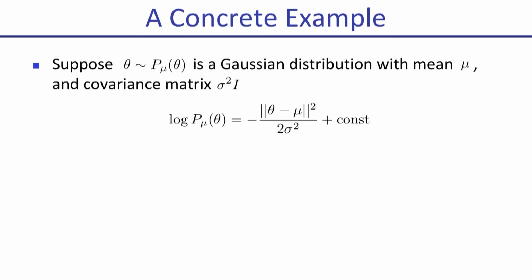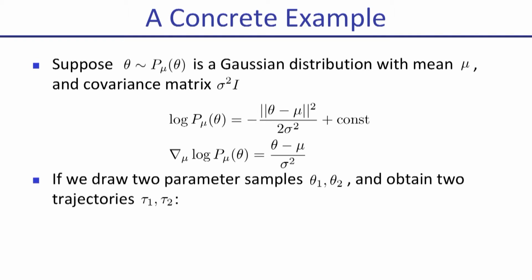So if we write down the log density of this distribution for any given parameter theta, it looks like the negative quadratic of theta from mu divided by 2 sigma squared plus some constant term that doesn't matter because we are going to take a derivative with respect to mu. So if we do that, it ends up with the following simple form.